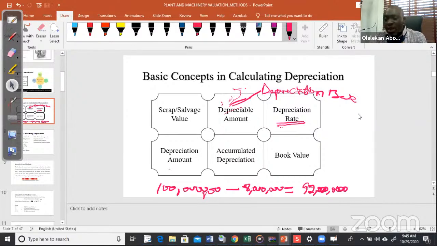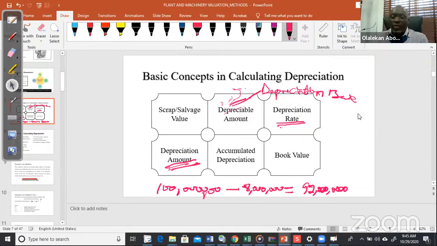When you have the annual depreciation rate, that is the rate you will apply to your cost or to your book value, as the case may be, to arrive at your depreciation amount, which you have here. When you get your depreciation rate, you can easily apply it to your book value, your cost, or your depreciable amount to give you the depreciation amount. Depreciation amount means therefore what? Annual depreciation in terms of figure, in terms of amount, based on the rate you have calculated.